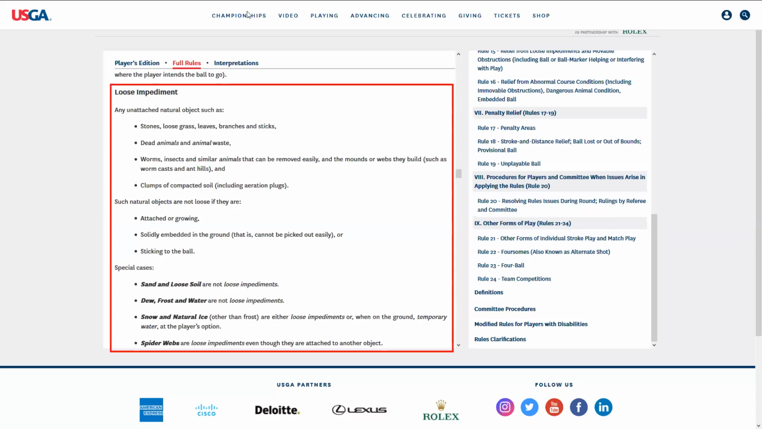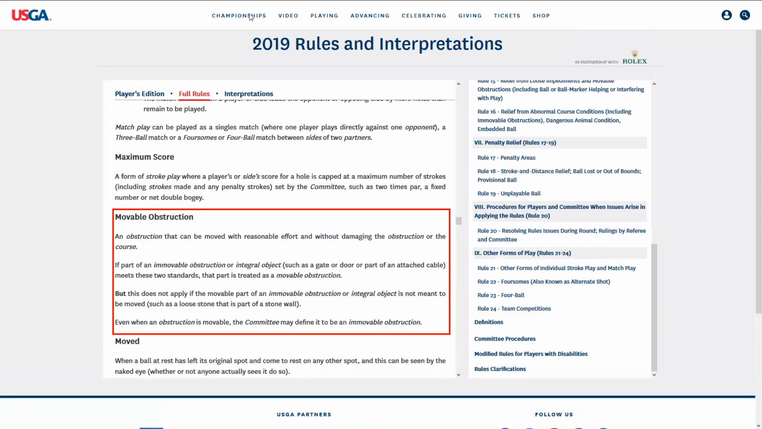All right, let's look at movable obstruction. It's the next page. An obstruction that can be moved with reasonable effort and without damaging the obstruction or the course. And this next line is a change for 2019. If part of an immovable obstruction or integral object, such as a gate or a door or part of an attached cable, meets these two standards, that part is treated as a movable obstruction.